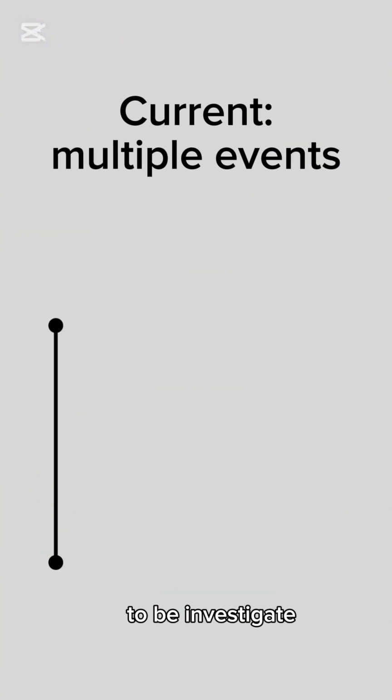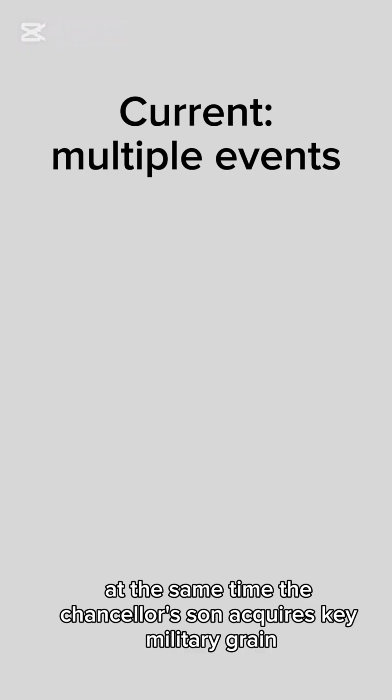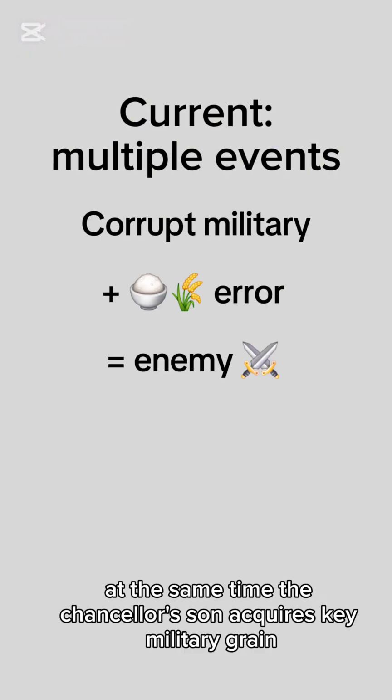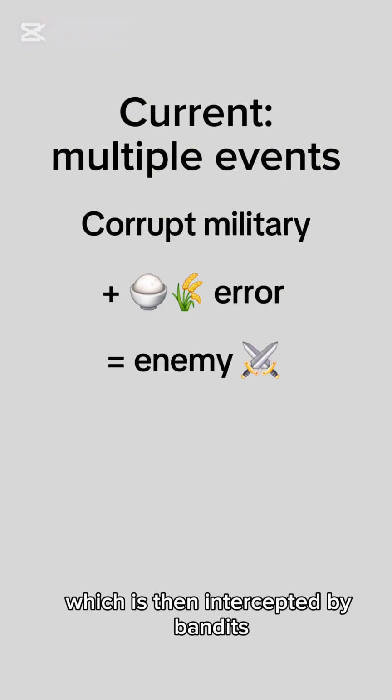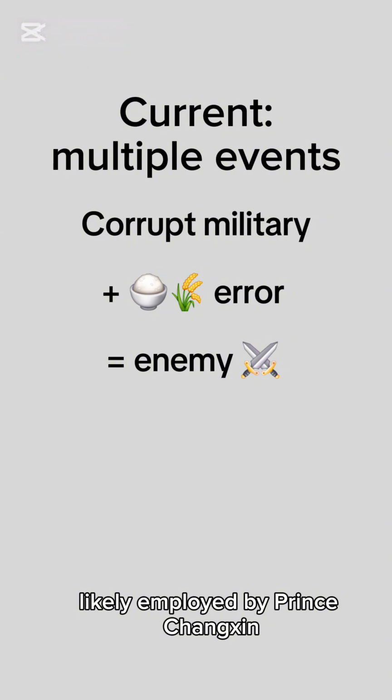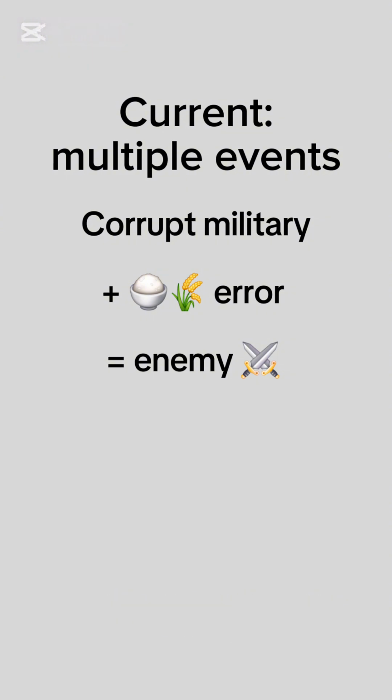Now the Marquis recovers, while Li investigates. At the same time, the Chancellor's son acquires key military grain, which is then intercepted by bandits likely employed by Prince Chengxin.